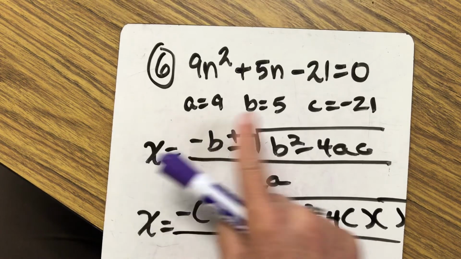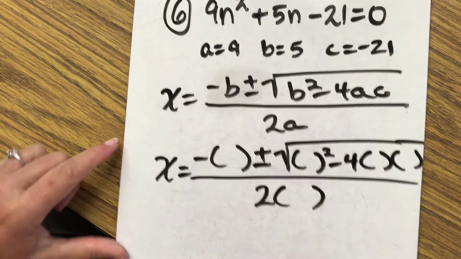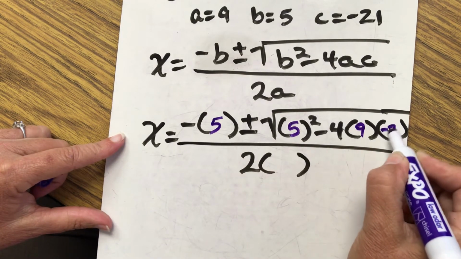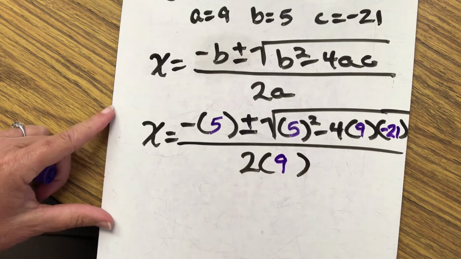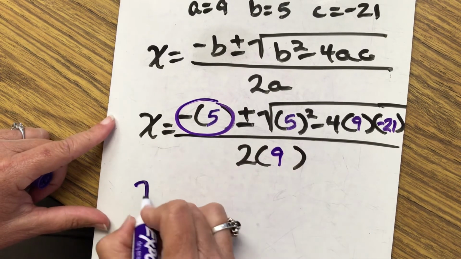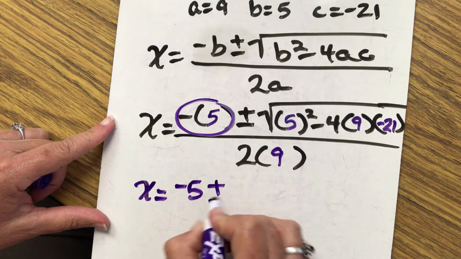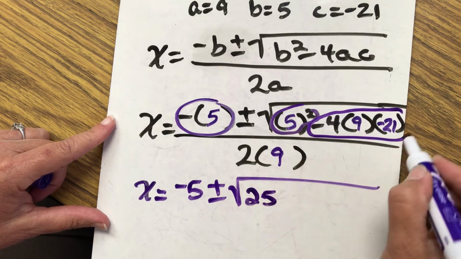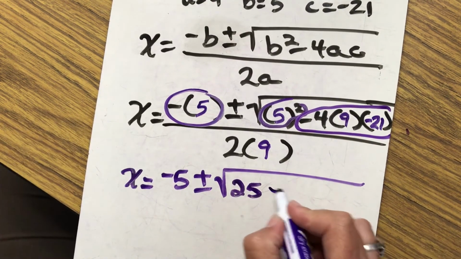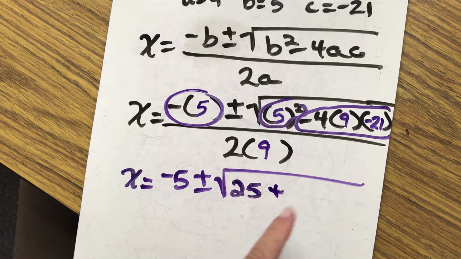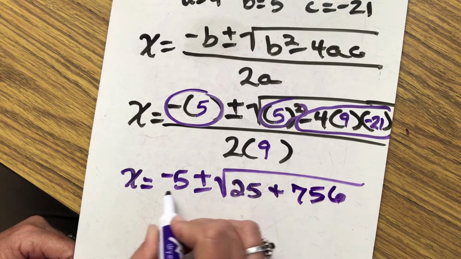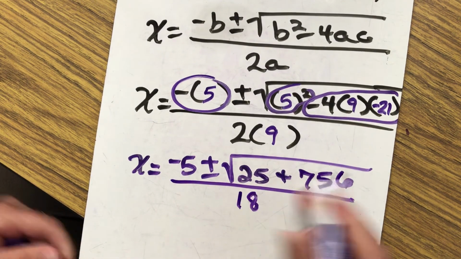Now we're going to fill in the blanks with what we know about our 3 variables. So we know that 5 is here. This is going to be 9, -21, and 9. And let's clean it up a little bit. We have -5 plus or minus the square root of 5 squared, which is 25. Ooh, be careful here, a cloud of doom. I see a couple negatives, so I know it's going to be a positive. And now we have 4 times 9, which is 36, times 21, which is going to be 756, all over 2 times 9, which is 18.